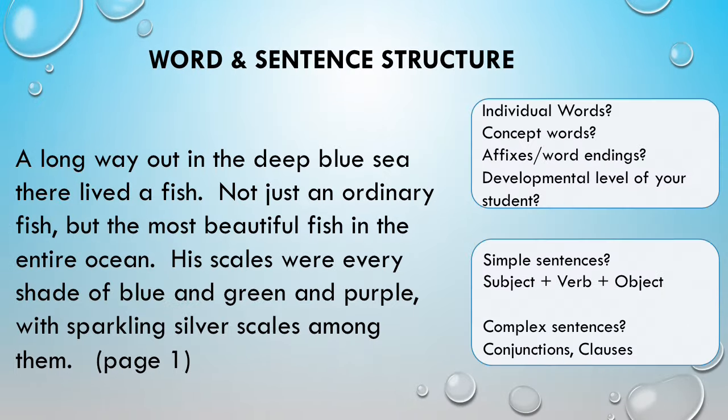Okay, so again, look at this. If you want to just talk at your table for a minute in terms of looking at the text structure here. What do you notice in terms of individual words? Notice the concept words. So look for the concept words that are size, location, quantity, number, time sequence. And then think about the developmental level of the student that you're thinking of. And then also look at the sentence structure. Simple sentences are subject, verb, objects. Complex, a little bit different.